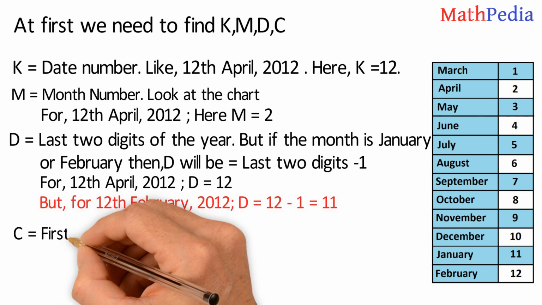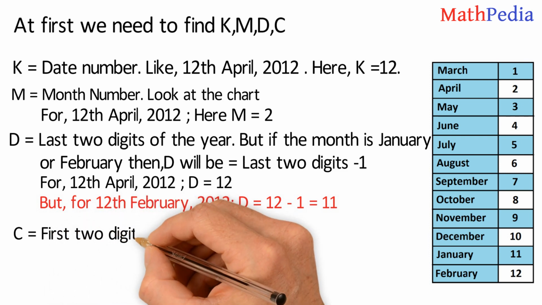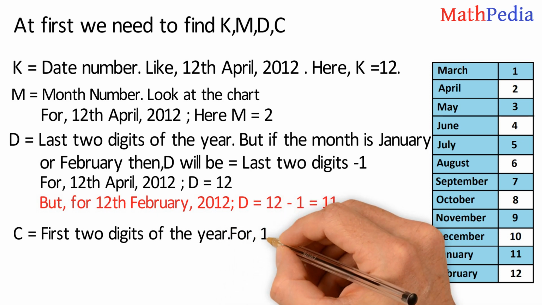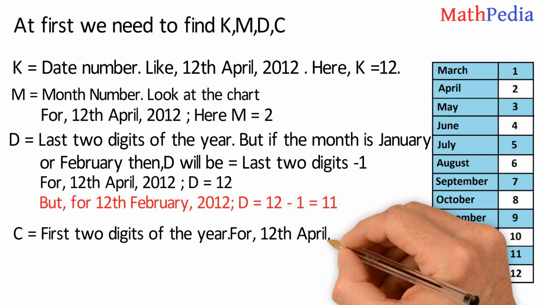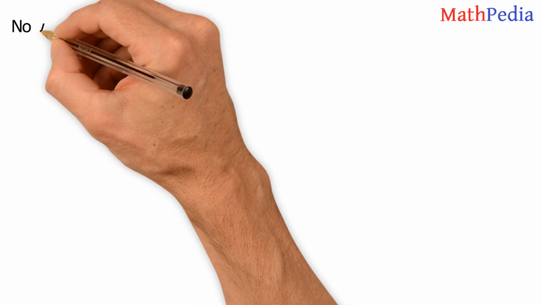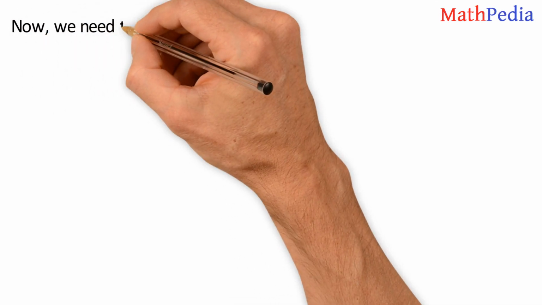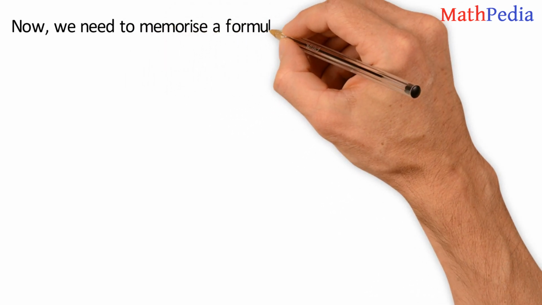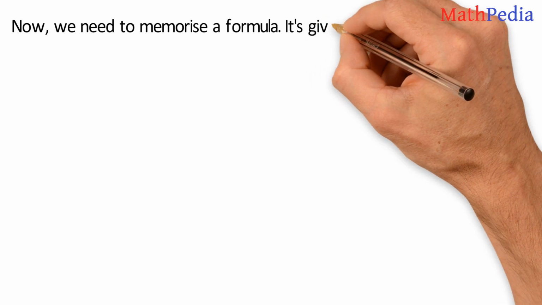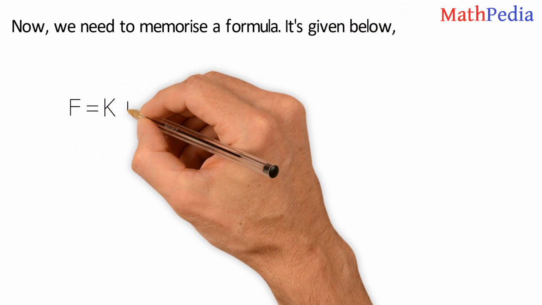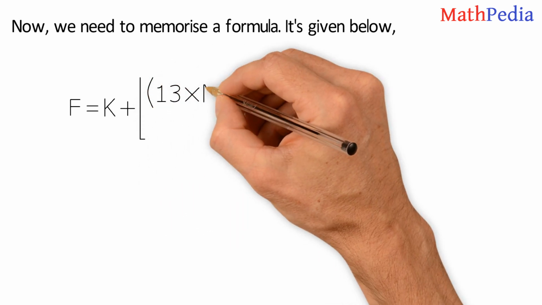Now C means first 2 digits of the year. For example, 12th April 2012, here C equals to 20. Now we need to memorize a formula which is given below. Look at the formula and try to memorize this.